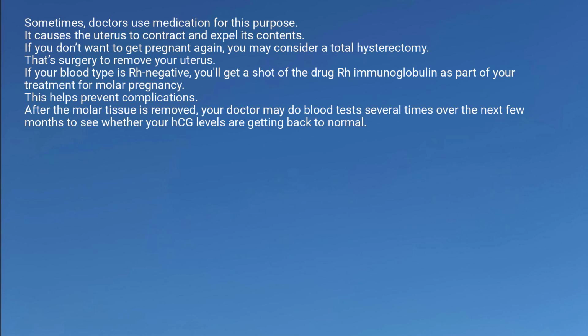If your blood type is Rh negative, you'll get a shot of the drug Rh immunoglobulin as part of your treatment for molar pregnancy. This helps prevent complications. After the molar tissue is removed, your doctor may do blood tests several times over the next few months to see whether your HCG levels are getting back to normal.